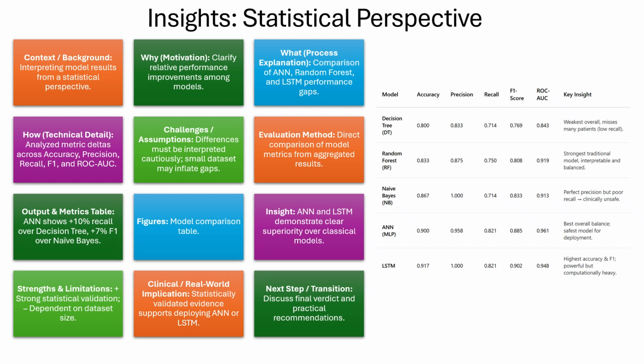From a statistical perspective, this slide compares key metrics across all models. ANN and LSTM clearly outperform traditional methods, with ANN offering the best balance between recall and precision. Random forest stands out as the strongest interpretable baseline, while Naïve Bayes, despite perfect precision, suffers from weak recall. These results statistically validate deep learning as the safer choice for clinical deployment.